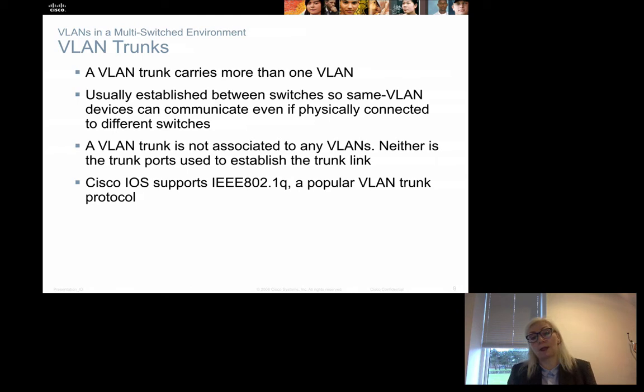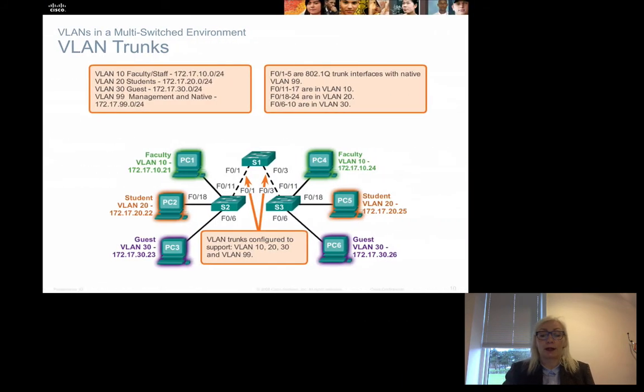VLAN trunks are something that we use when we want to carry traffic from more than one VLAN. For instance, when we want the same VLAN to be configured on more than one switch, we want the traffic to go from one switch to another. Of course, if we have 10 different VLANs, we should actually have 10 different connections between the switches, and we don't want that. So instead, we will trunk the lines between the switches so that they can carry traffic from all the VLANs.